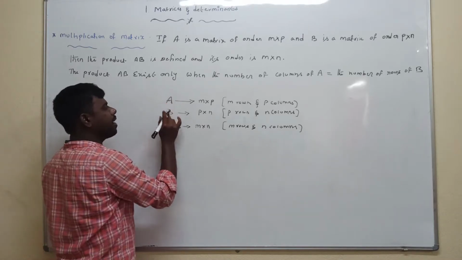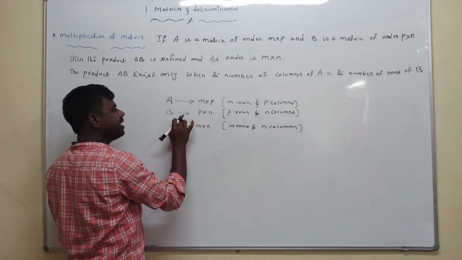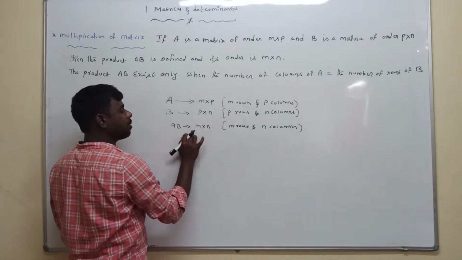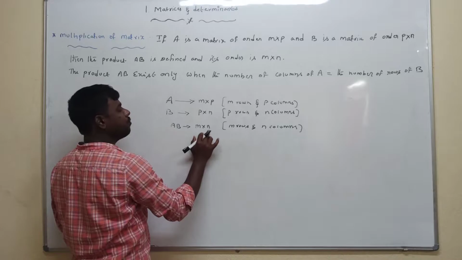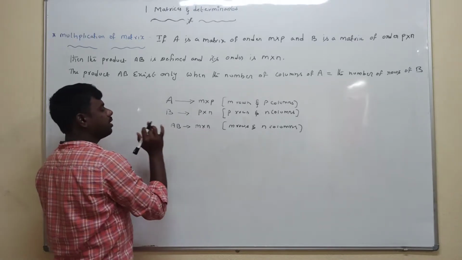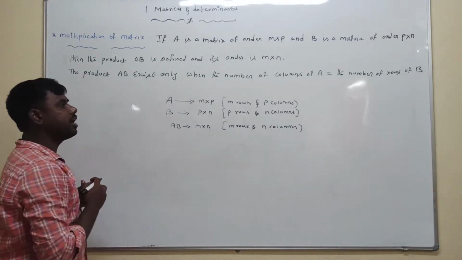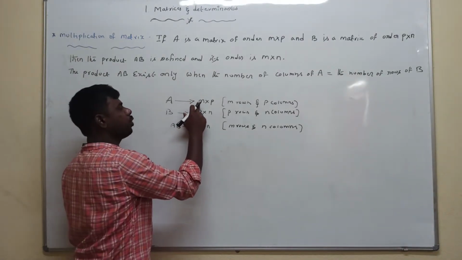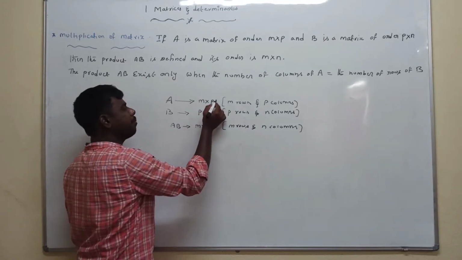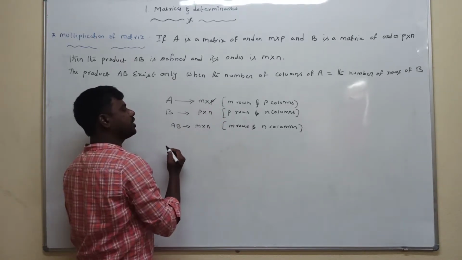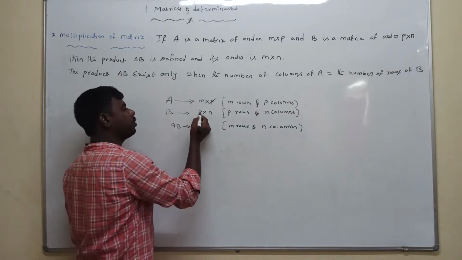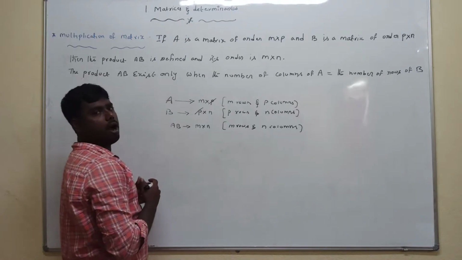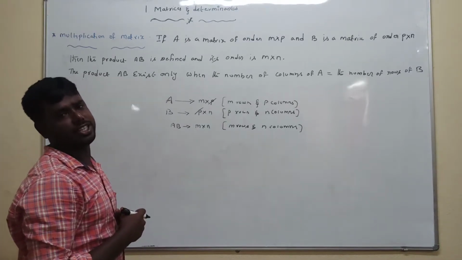A is of order M cross P. B is of order P cross N. Then the product AB is of order M cross N. Whenever the product AB exists, the number of columns of matrix A, which is P, is equal to the number of rows of matrix B. Both are equal, so the product AB exists.